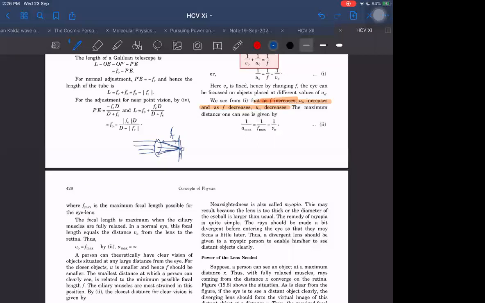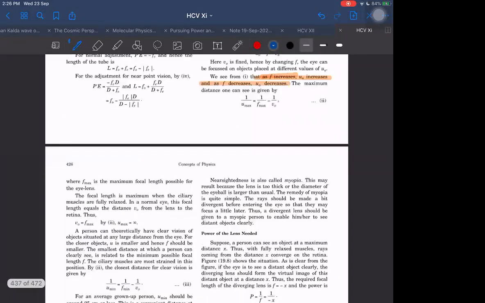So therefore, I think probably that is the reason why we start calling 1 by F as power. That might be the reason. Anyway, now come to this maximum distance. The maximum distance one can see is given by 1 by U max is equal to 1 by F max minus 1 by V naught. V naught is fixed, so now it is a limitation. It is a limitation on our maximum distance that we can see.